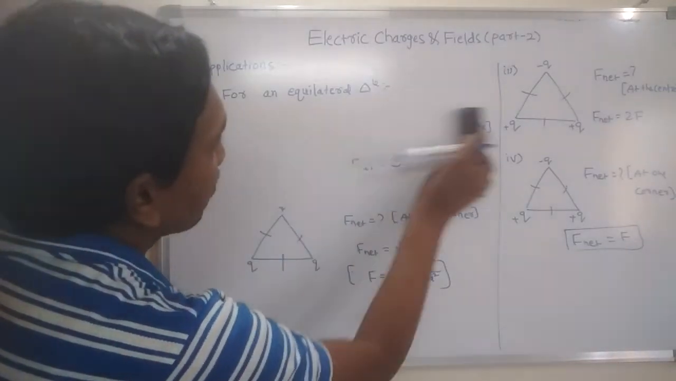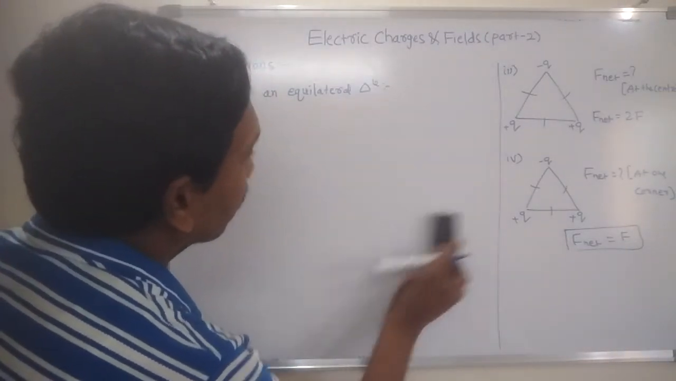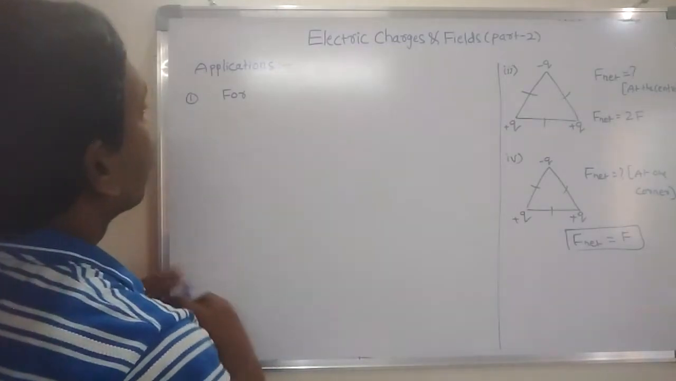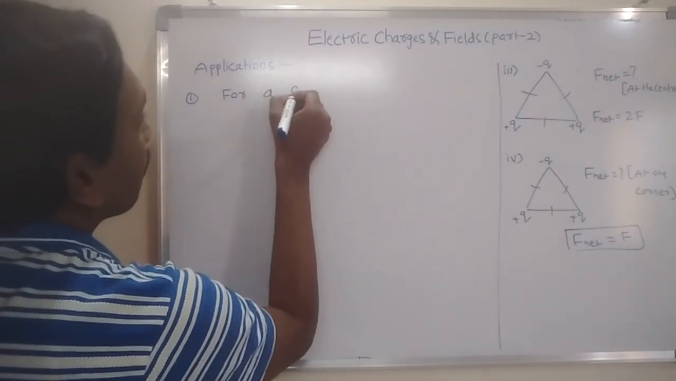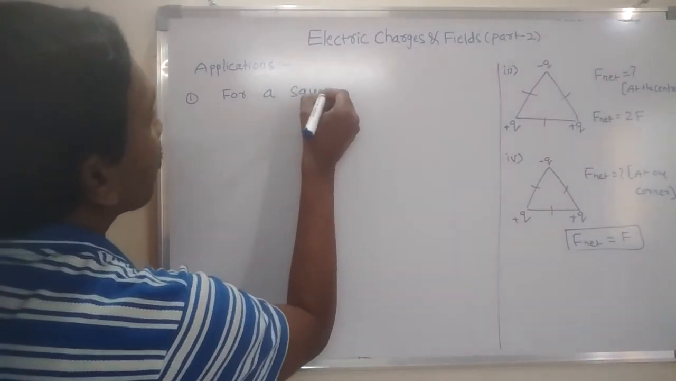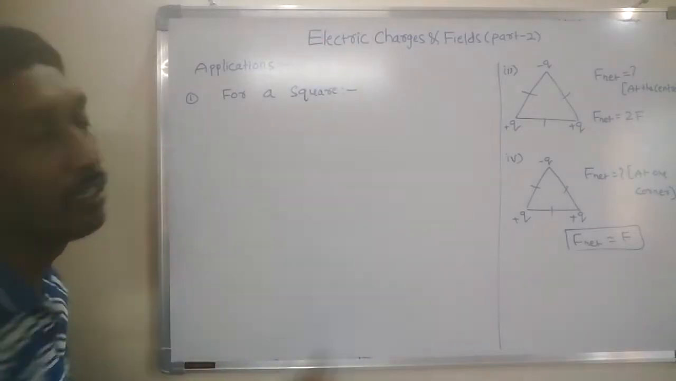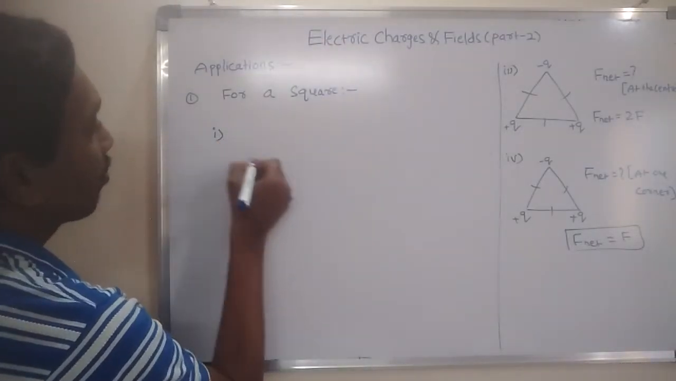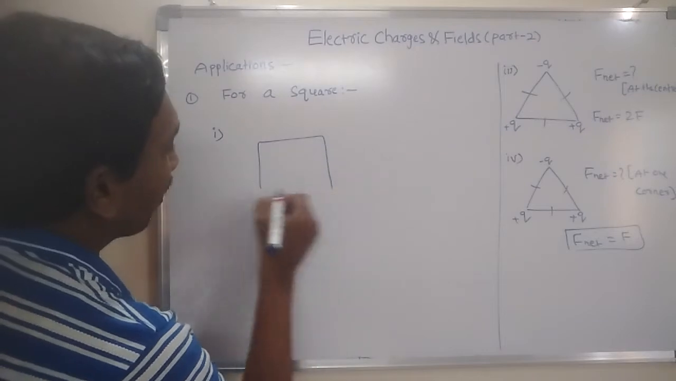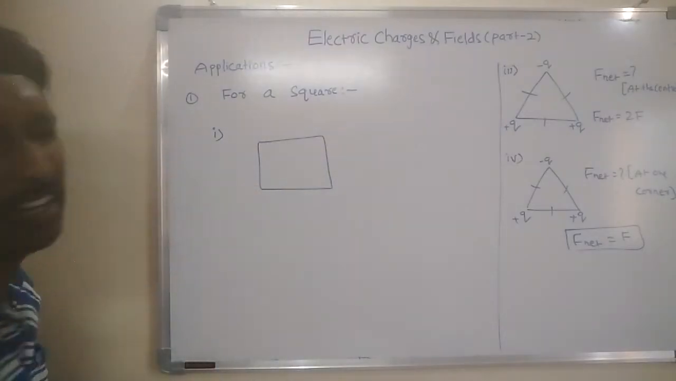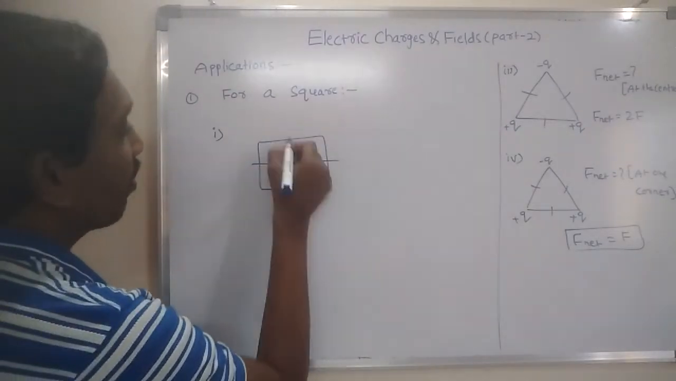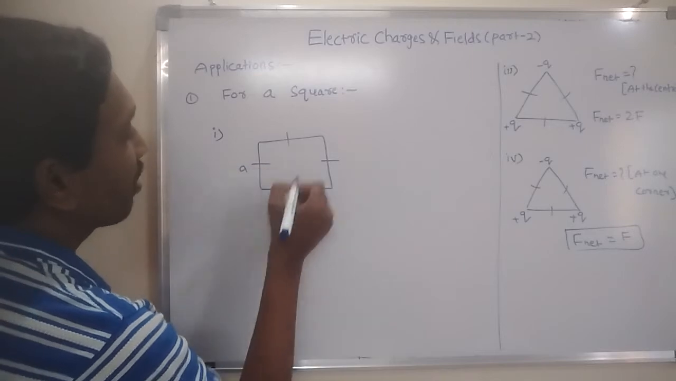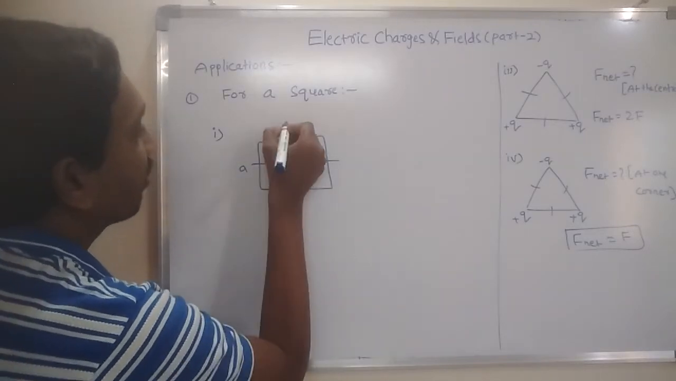Second application is for a square. So listen to me. For a square, the first application here also. This is one triangle. This is what? Square. So in a square, each and every side is the same. That is A. A is the side length here.